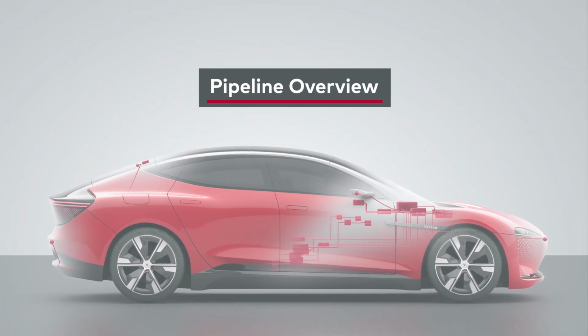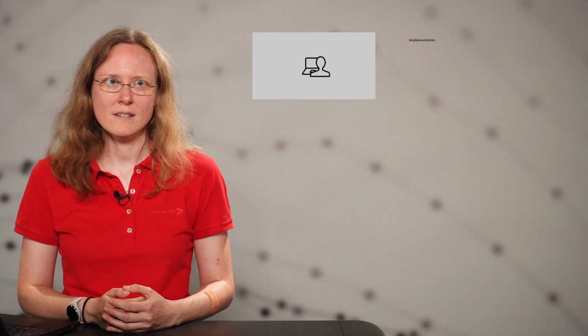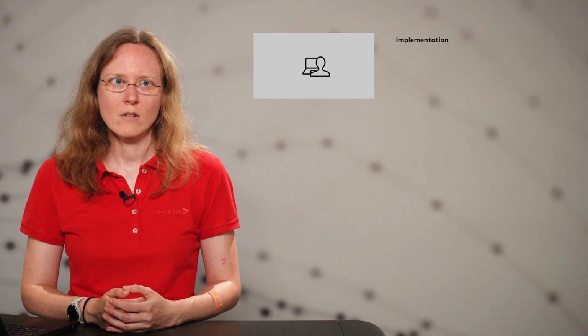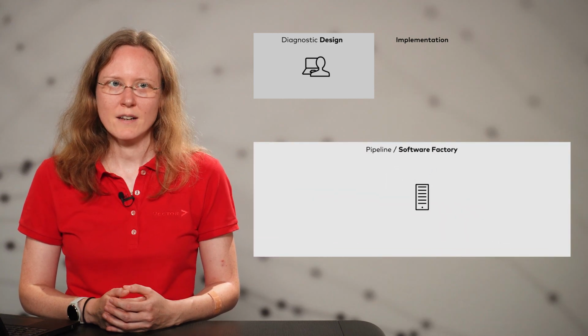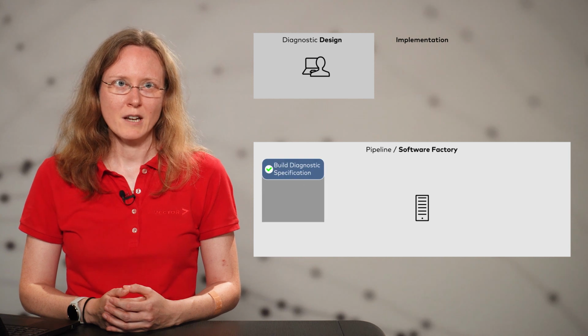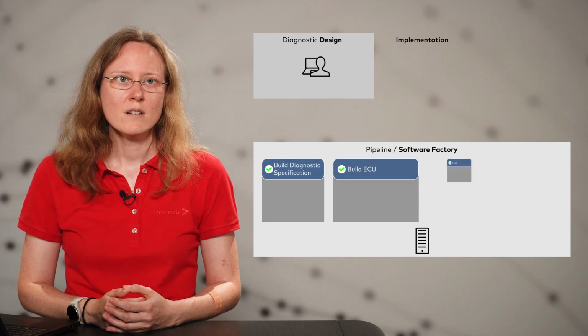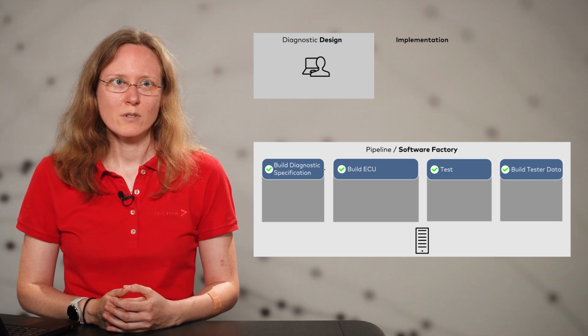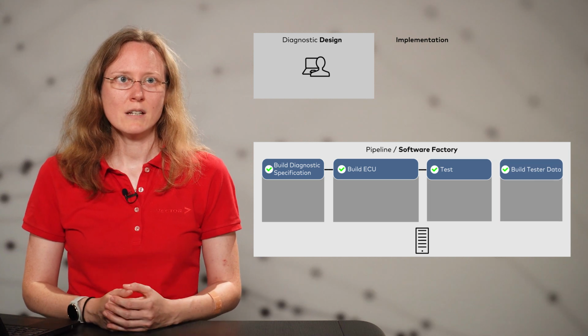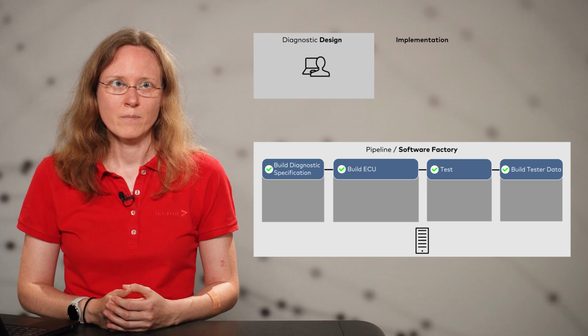Let's look at the complete pipeline, which includes local design and implementation steps on the engineer's PC and 4 build jobs: diagnostic design, build diagnostic specification, build ECU, test, and build tester data. Each step uses Vector tools that seamlessly integrate with each other.